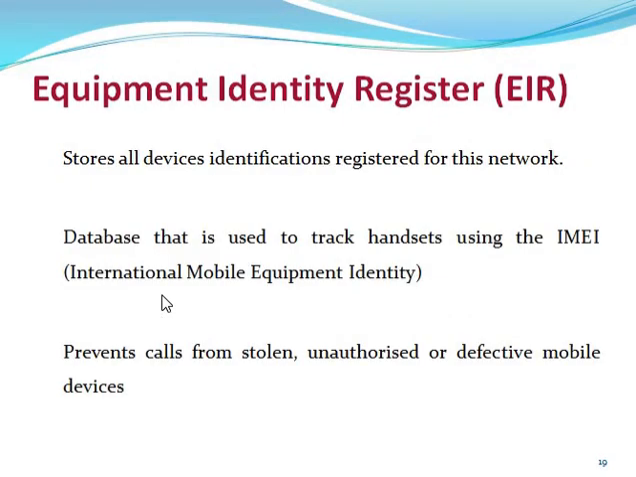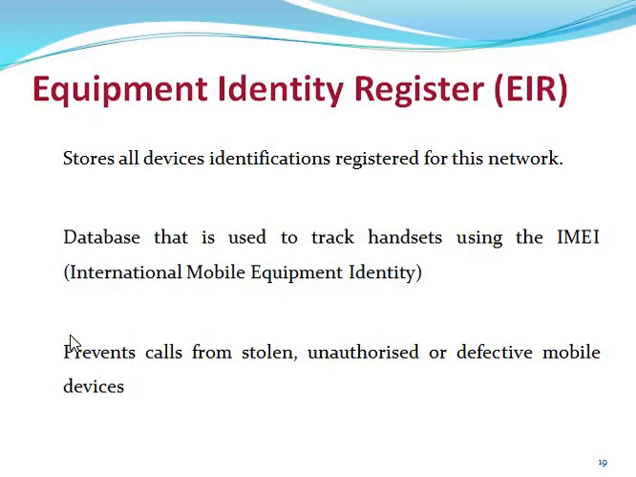Now we can look at the equipment identity register. What is the EIR? It stores all the device identity verification registers in the network. So what is the equipment used? All the device information is stored in the register in the network. It is a database that is used to track a handset using the IMEI number. So your mobile phone can be tracked at any time based on the IMEI number.